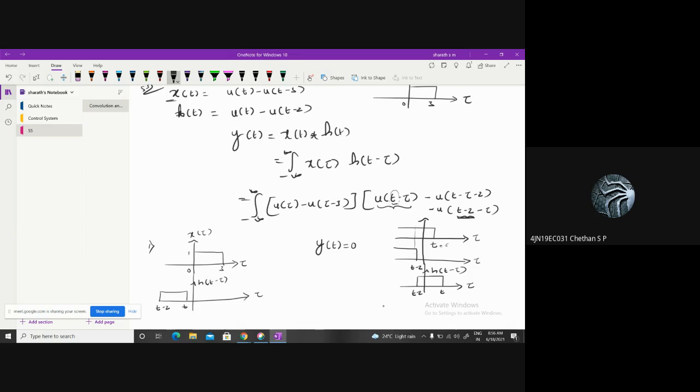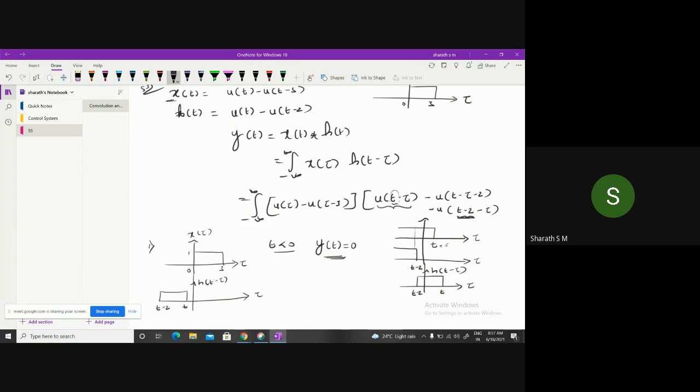T is less than 0. If the two signals do not overlap, what happens to the condition? So whenever t is less than 0, y of t is equal to 0.